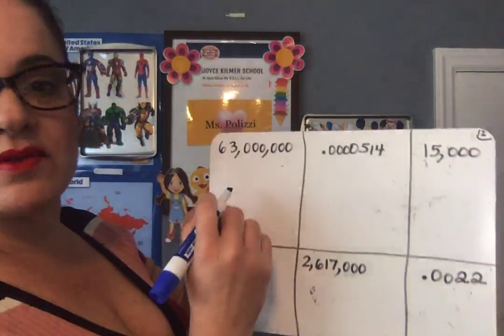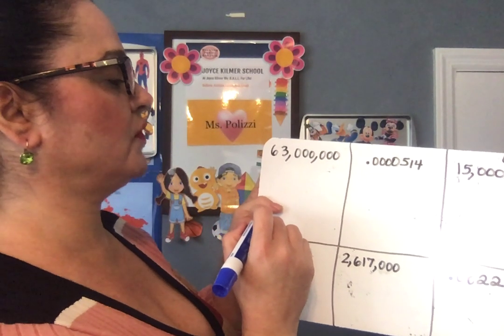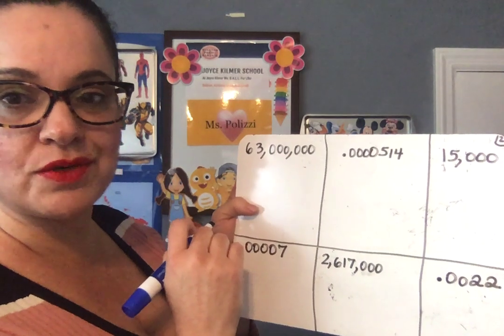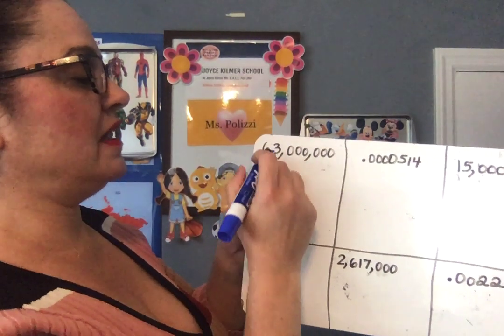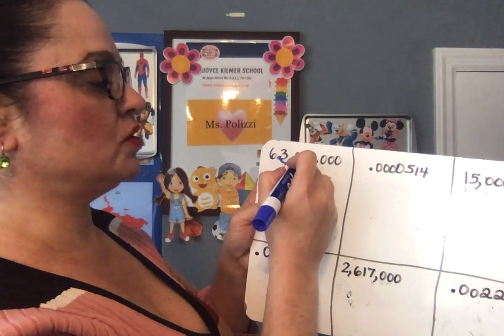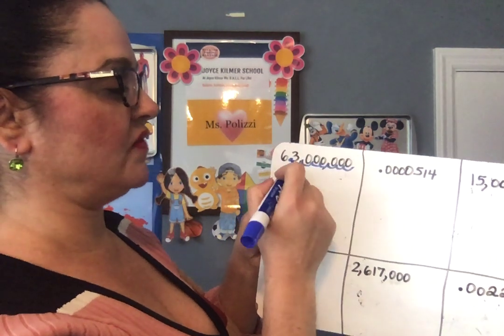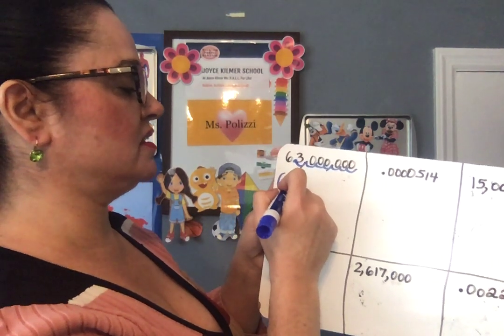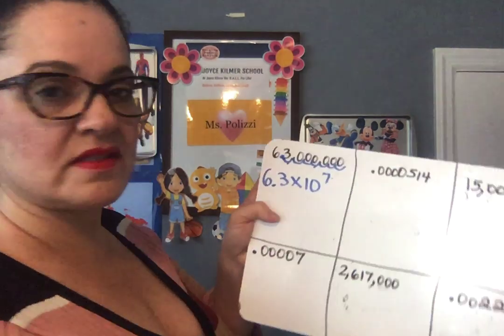We're going to put our decimal point in between the first 2 non-zero numbers, which is 6 and 3. So put a decimal point there, and we're going to start counting to the right. 1, 2, 3, 4, 5, 6, 7. So written in scientific notation, 6.3 times 10 to the 7th power.